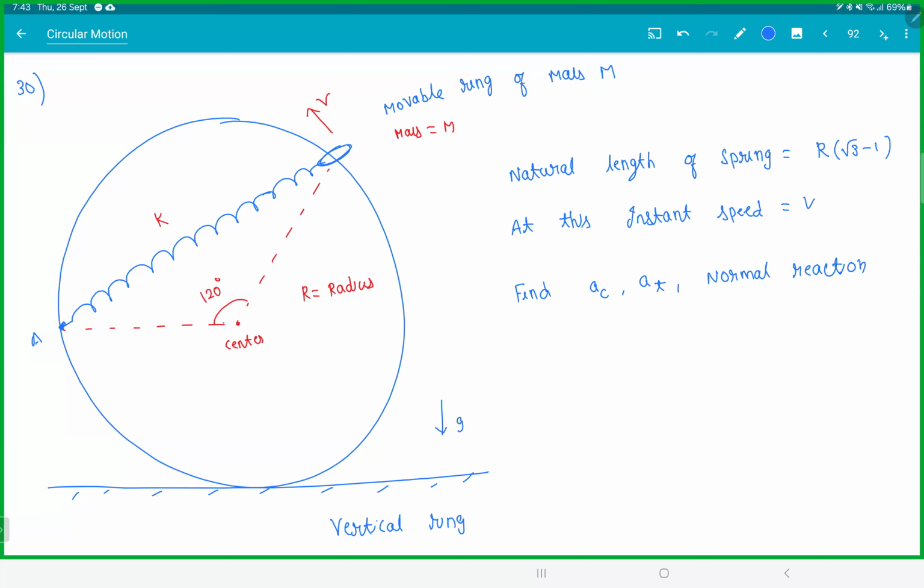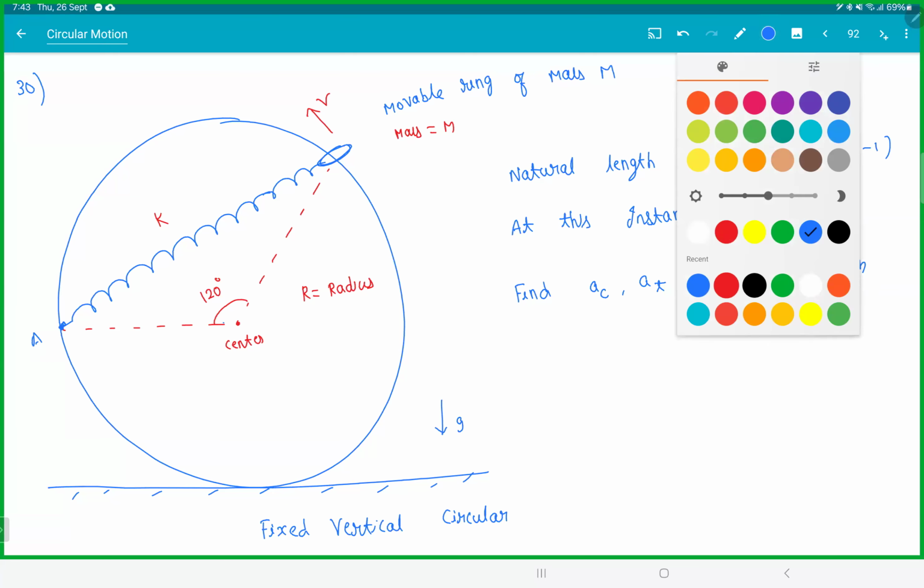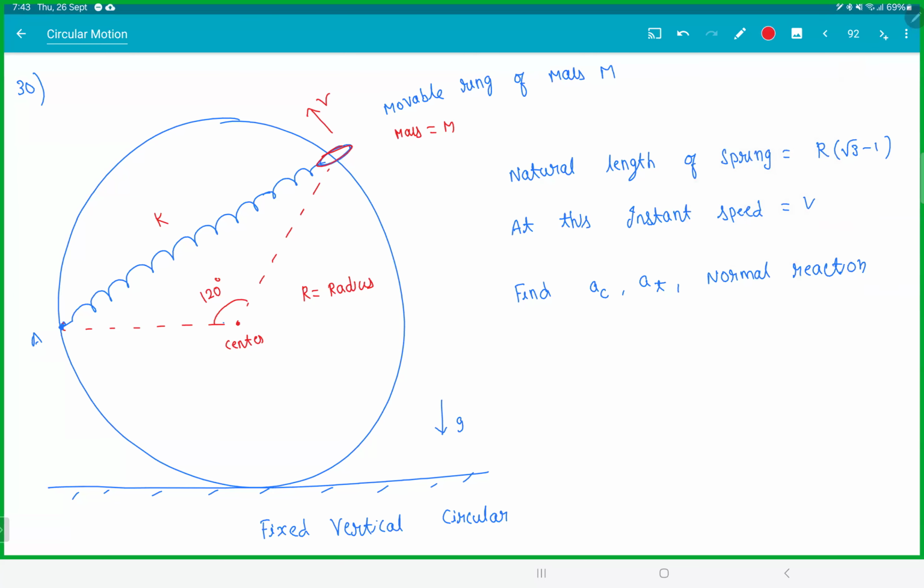So this is a movable ring on another vertical circular frame. This is a fixed vertical circular frame, getting it? So this big circle is not moving. So that small bead which is there, this guy can slide. So after some time, it becomes like this. After some time, it becomes like this. Hope you're able to visualize how that is moving. It is sliding over it. Now we are not interested what happens after some time. At this instant, find A centripetal, A tangential, and normal reaction.